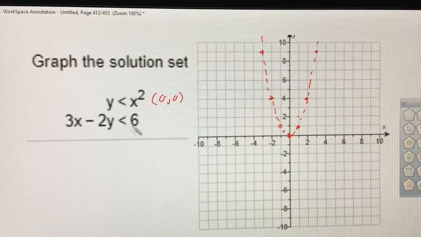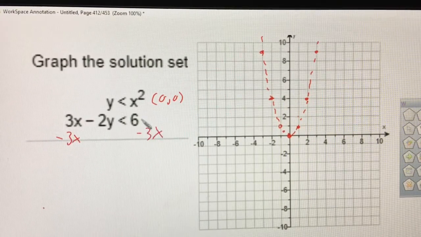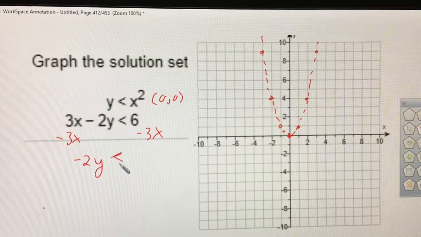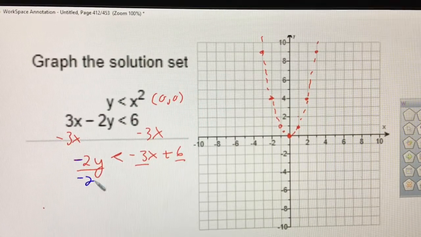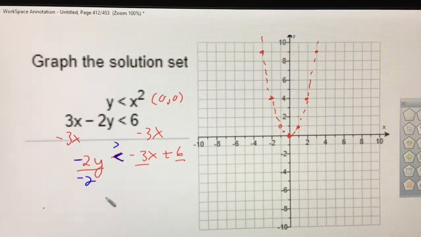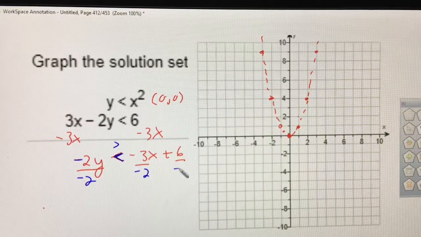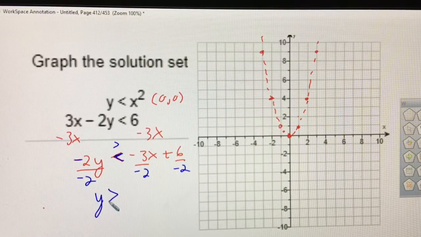Now I'm going to solve this for y. So I'm going to subtract 3x from both sides. That will give me negative 2y is less than, not less than or equal to, negative 3x, plus 6. Now, this is the tricky part. I divide everything by negative 2. And when you divide an inequality by a negative, that sign is going to have to go the other way. Notice a negative divided by negative is a positive. So this is going to give me y is greater than 3 over 2 x minus 3, because 6 divided by 2 is 3.